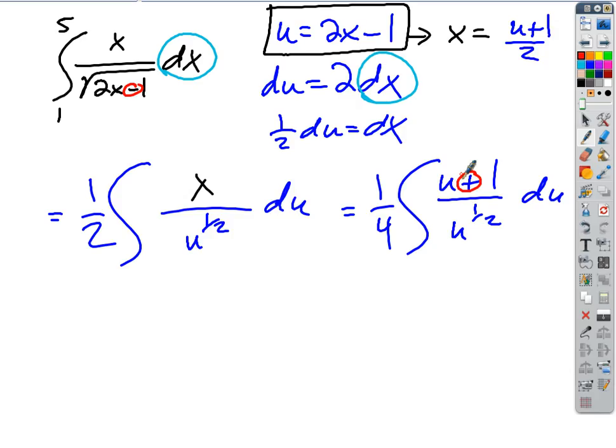Okay? All right, so now the limits, though. We've got to deal with the limits. So the limits used to be x equals 1 to x equals 5. If I go up to my key, this is the key that relates x to u. When x is 1, what is u? 1. Sure. So the lower limit is u equals 1. What about the upper limit? 9. So we're just going from 1 to 9, and that's a pretty easy problem now, isn't it? We can split that thing up into two separate parts.